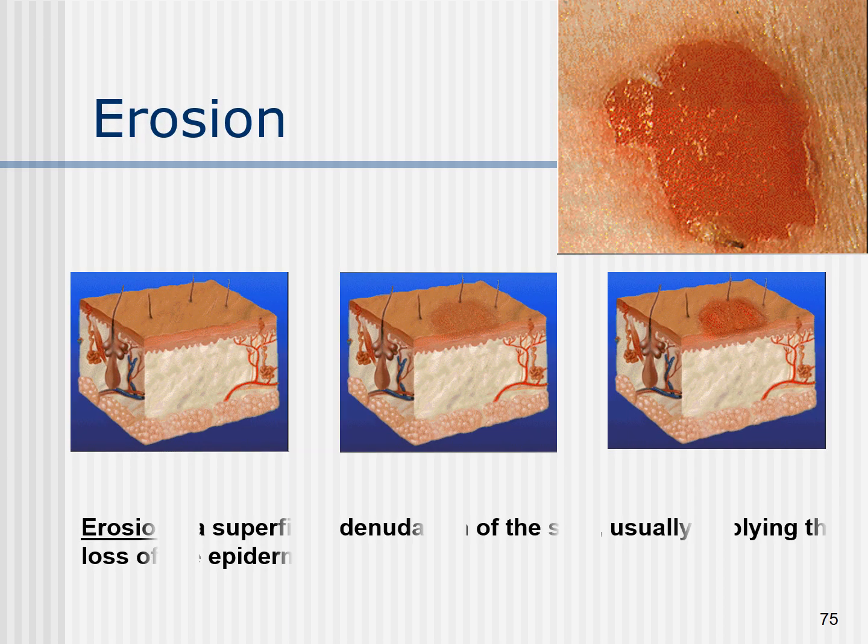Erosion. On this picture we can see erosion. Or sore. This sore is more superficial, that's why it is named erosion. Erosion is superficial denudation of the skin, usually implying the loss of epidermis. So, open sore, but superficial.